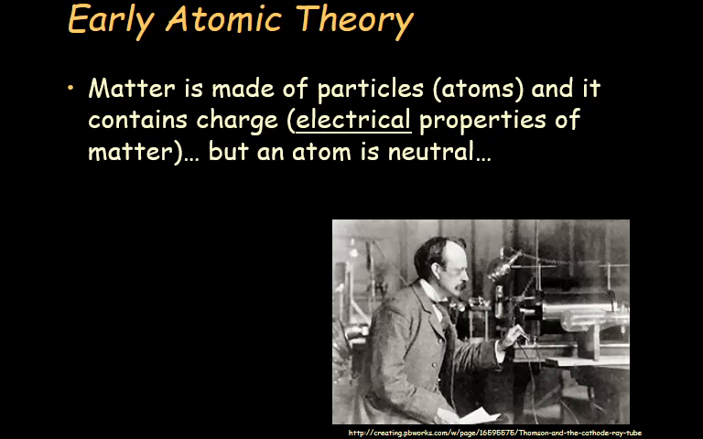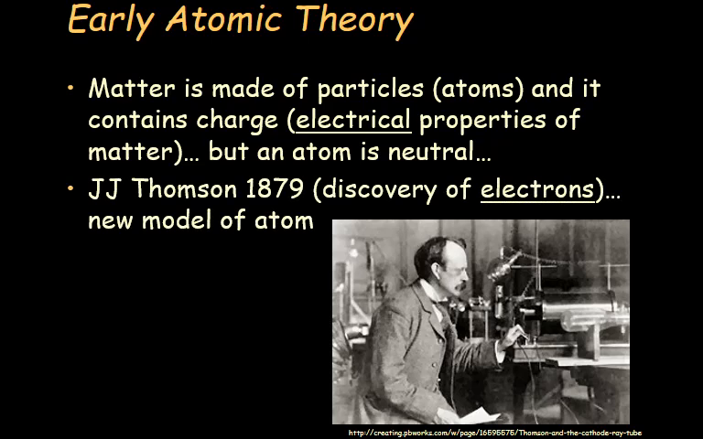Continuing with early atomic theory, matter is made of particles and it contains charge, and there are electrical properties in matter, but the atom itself is neutral. And so J.J. Thomson, 1879, discovered the electron, and his discovery provided a new model of the atom. He used the cathode ray tube, and it's really interesting how this works. There's a picture of this here.